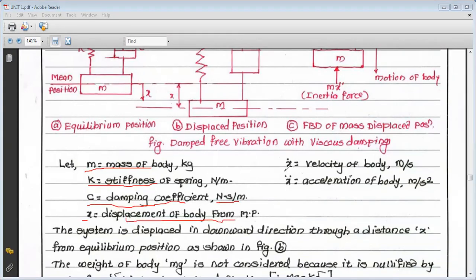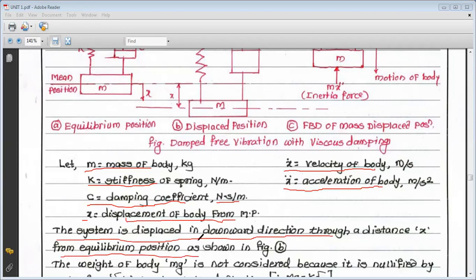Then x dot is the velocity of the body, in meter per second, and x double dot is the acceleration of the body, in meter per second square. Now if the system is displaced in the downward direction through a distance x from the equilibrium position, as shown in figure A.